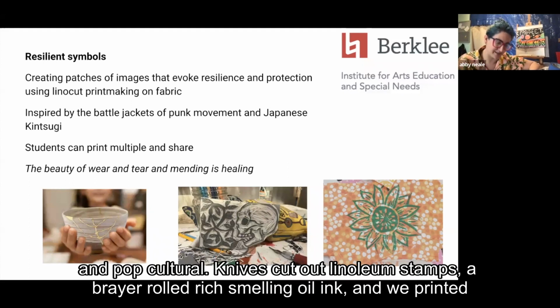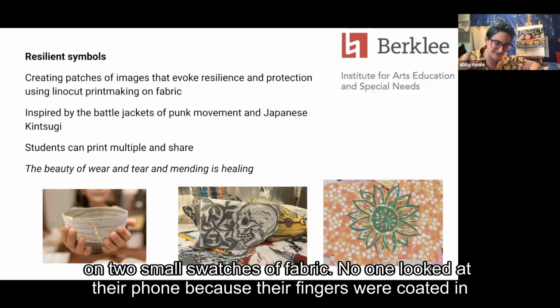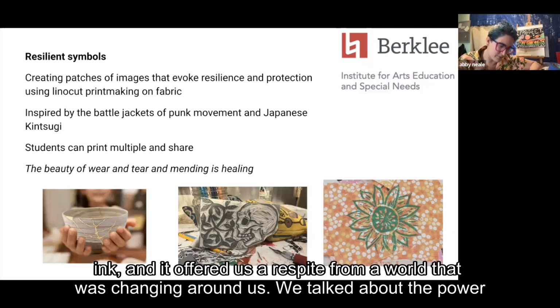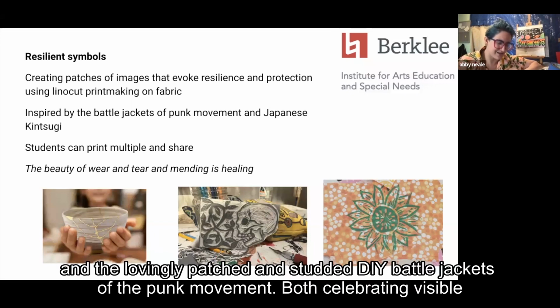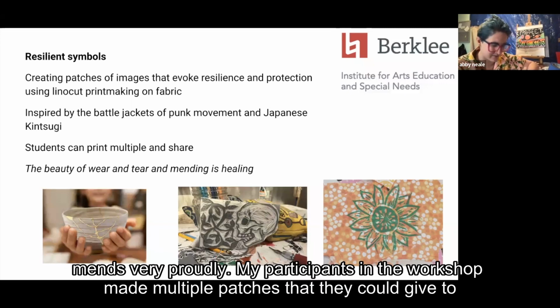Knives cut out linoleum stamps, a brayer rolled rich smelling oil ink, and we printed onto small swatches of fabric. No one looked at their phones because their fingers were coated in ink, and it offered us a reprieve or a respite from a world that was changing around us. We talked about the power of mending in the Japanese art form of kintsugi, which is mending broken ceramics with gold leaf, and the lovingly patched and studded DIY battle jackets of the punk movement, both celebrating visible mending very proudly.